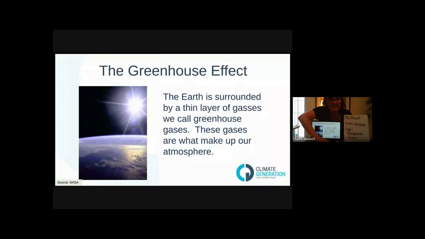Oops, sorry. So the Earth is surrounded by a layer of gases that we call greenhouse gases, and that's what makes up our atmosphere. So we can pretend that my head is the Earth, and there's a shell that is the atmosphere. So can you all go like this? Great job. So this is our atmosphere. The head is the Earth, and this is the atmosphere, and there's a shell of air around there and different gases that make up our atmosphere.